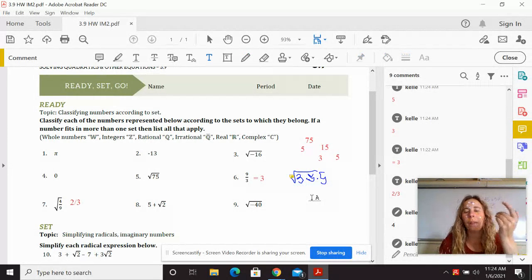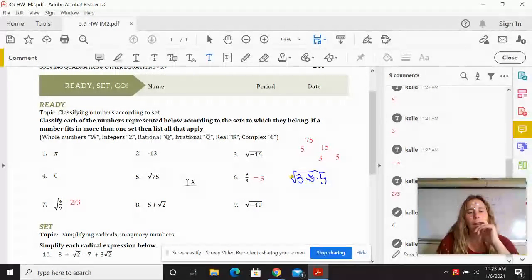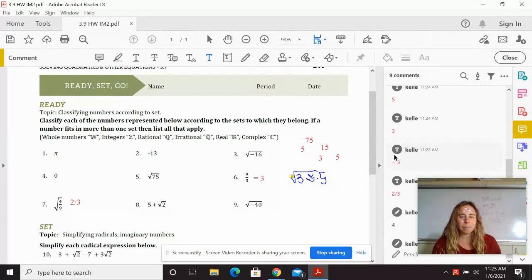So you're looking for groups of 2. So you have two 5s, so you can pull out a 5. So then this is really 5 square root of 3, which is still irrational, because the square root of 3 is irrational. That means it's a decimal that goes on forever and it never repeats. So it would be irrational and real. Remember, every number is either real or complex. Now you can do the rest by yourself.